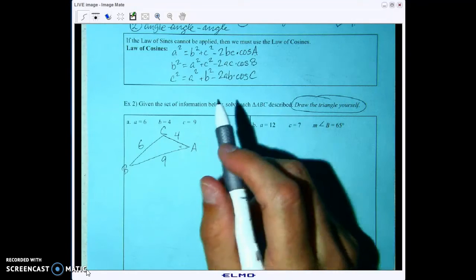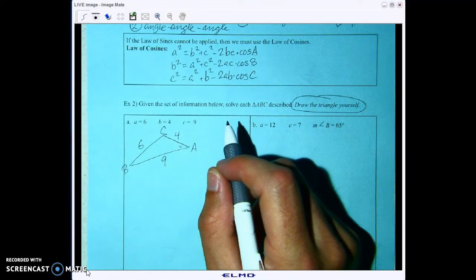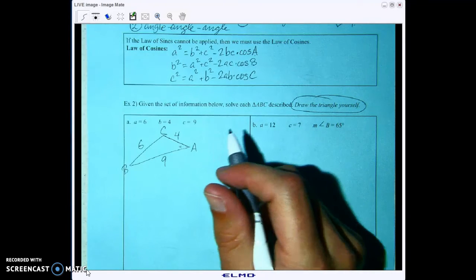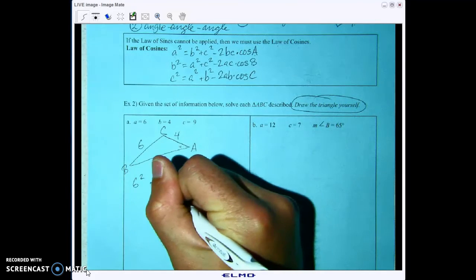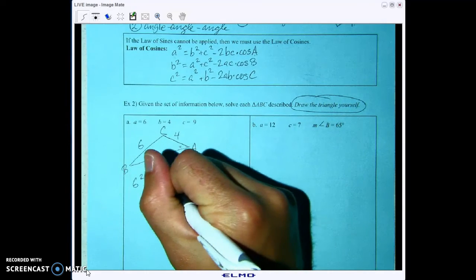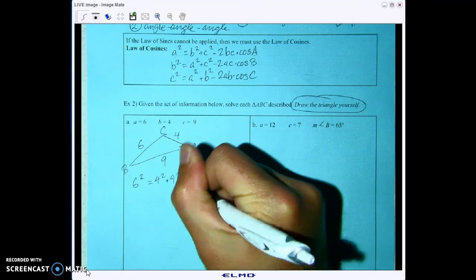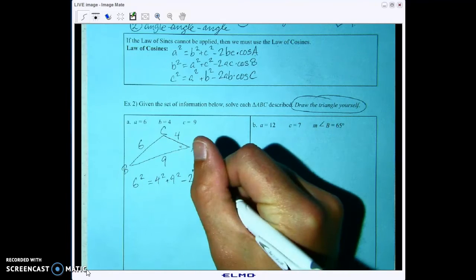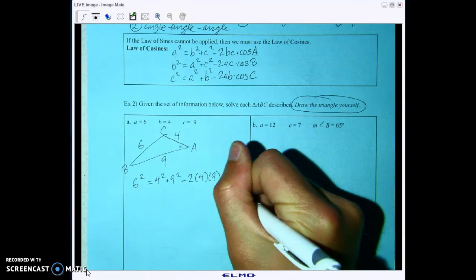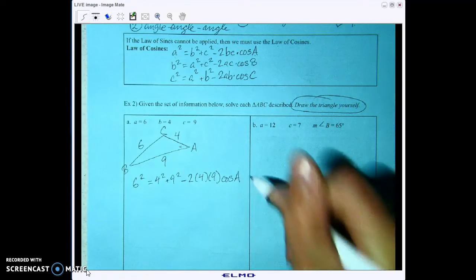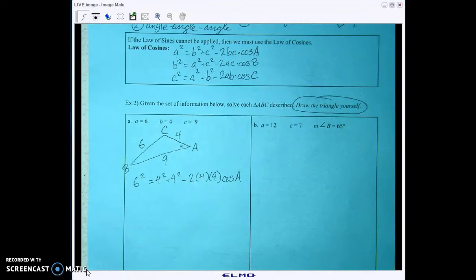So we have A squared is equal to B squared plus C squared minus 2BC times cosine A. That's a mouthful. So A squared, which is going to be 6 squared, is equal to B squared plus C squared, so 4 squared plus 9 squared, minus 2 times BC, so 2 times 4 times 9, times the cosine of angle A. There's our law of cosines in action.